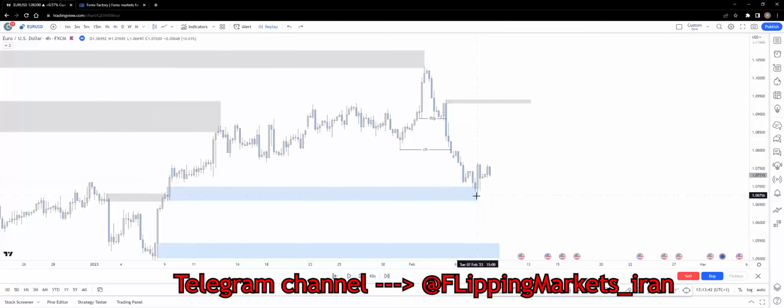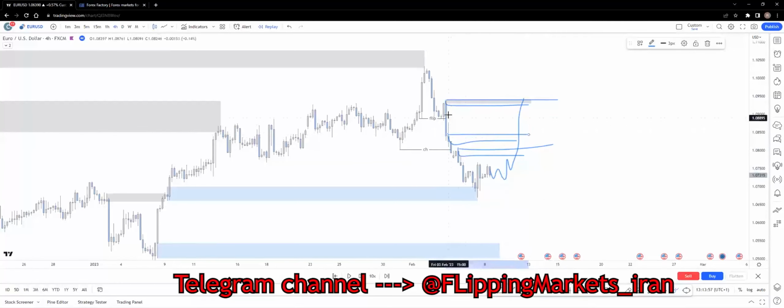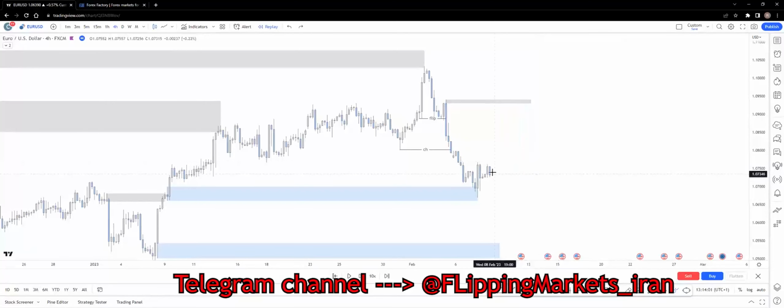If the 15-minute change of character has happened, and I highly believe that it happens strongly with this movement right here, we can look for longs up to this supply zone or any valuable 15-minute supply zone on this bearish movement. So this is what we can expect based on the 4-hour time frame.